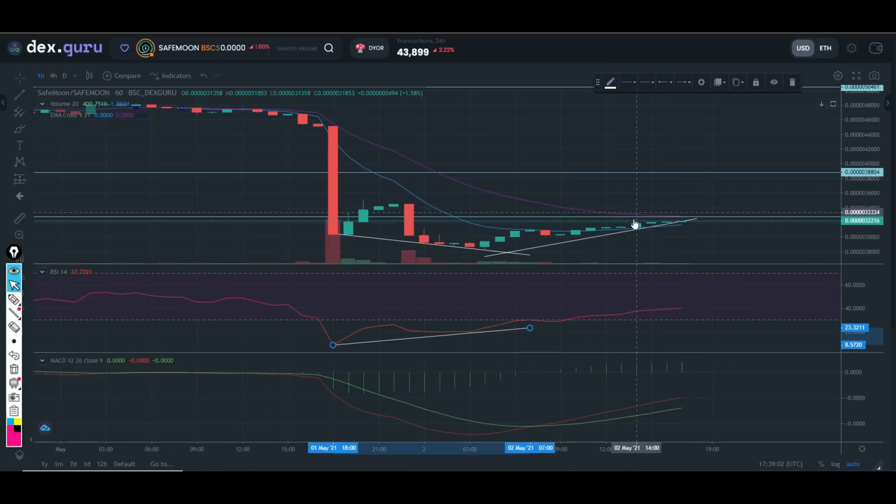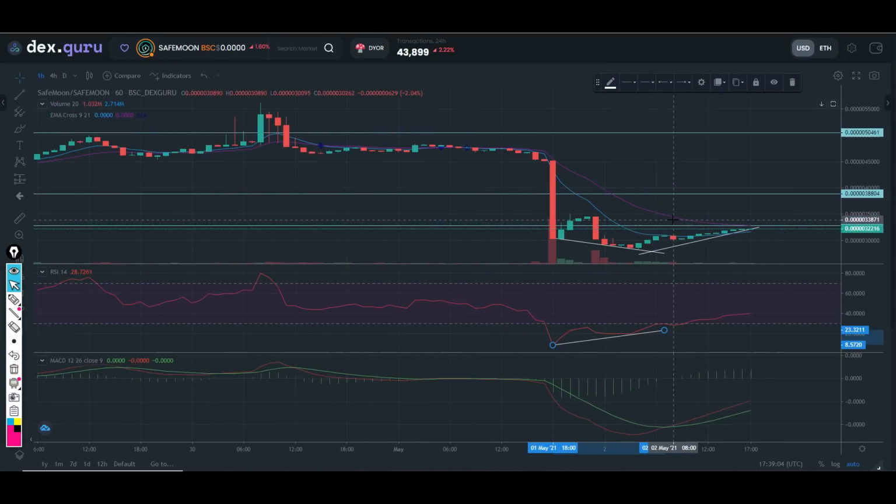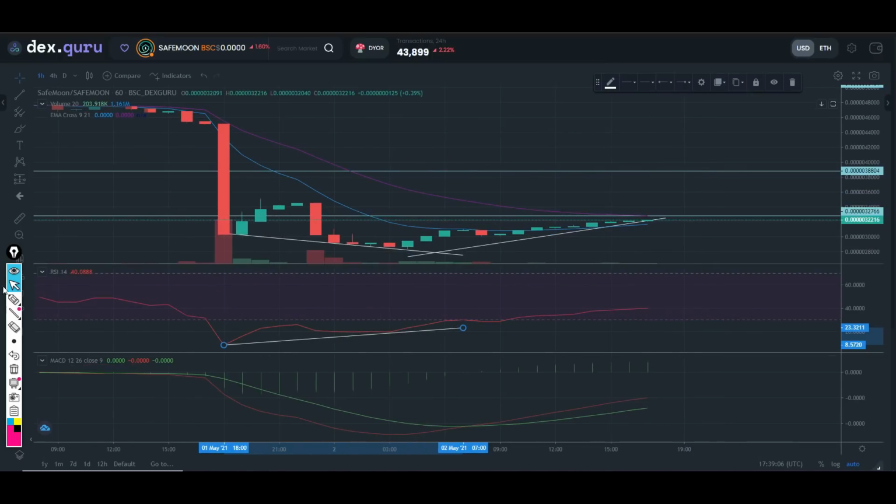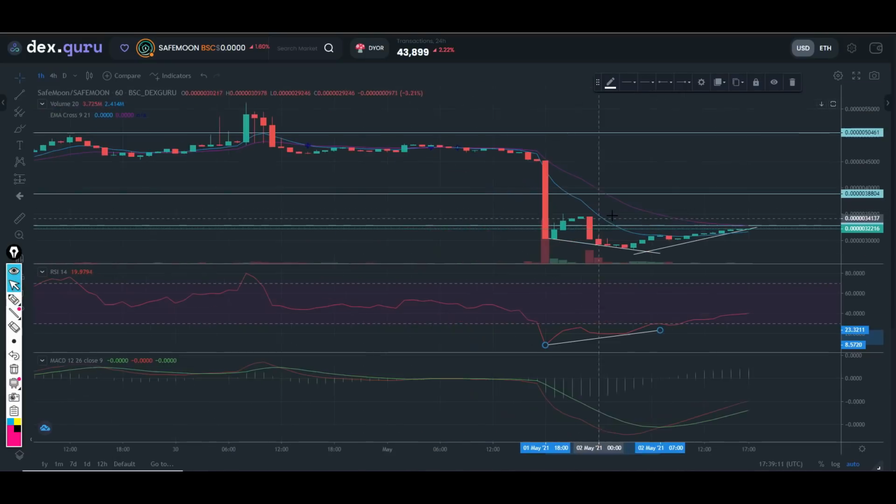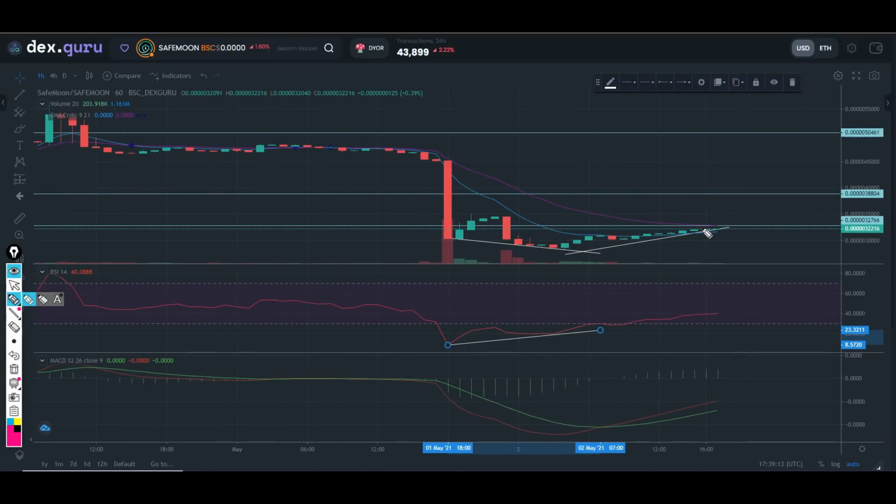But this is still not enough for a definitive reversal. If we want to see Safemoon really get that big reversal that we've all been looking for from this pretty big drop, what we need is for Safemoon to break above this level of support and reclaim it.